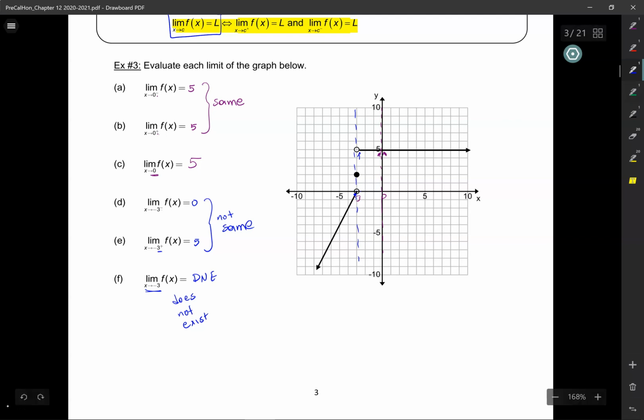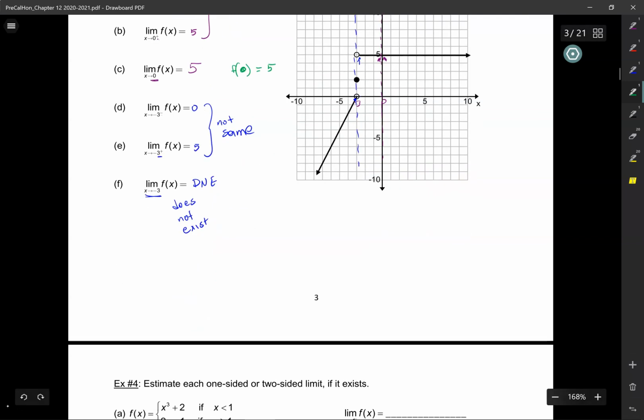Right. So one thing I want you to be super careful about is this. One thing I want you to take note of is this. For part C, we said the limit as x approaches 0 was 5. Okay, now here's another question. This is an algebra question. What is f of 0? F of 0, it's 5. Oh, it's the same number as the limit. Coincidence. That's all it is. It's a coincidence. Sort of.